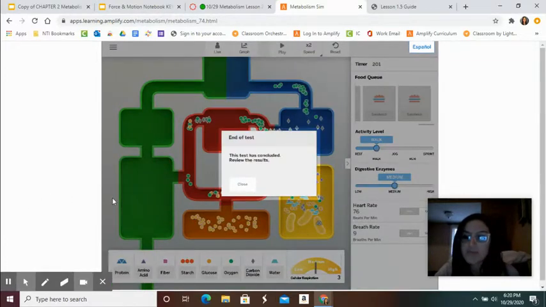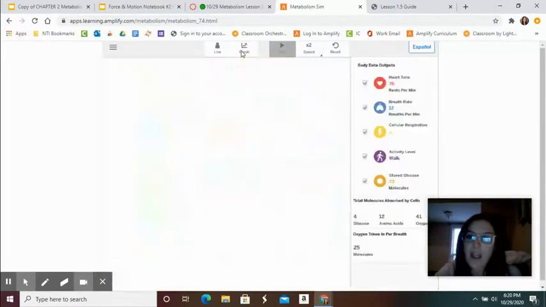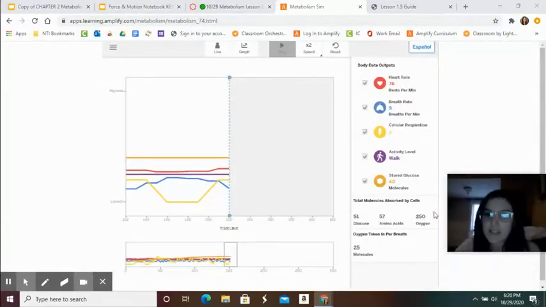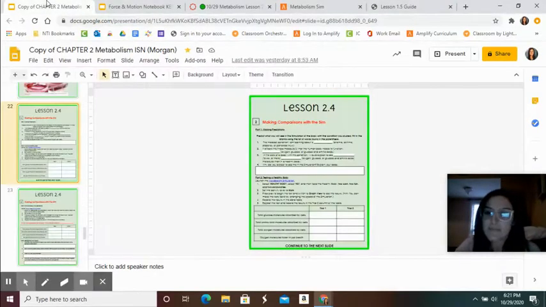Okay, so I ran my test all the way through. I paused my recording so you wouldn't have to sit through all that. And you can see its timer's at 2:01 and it says that this test has concluded. And so I'm going to go to my graph view and I see my numbers over here. So I see that there is 51 glucose, 57 amino acids, and 250 oxygen. So I'm going to go to my notebook and on slide 22, I'm going to enter that data.